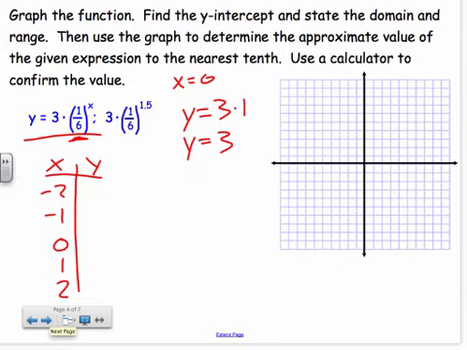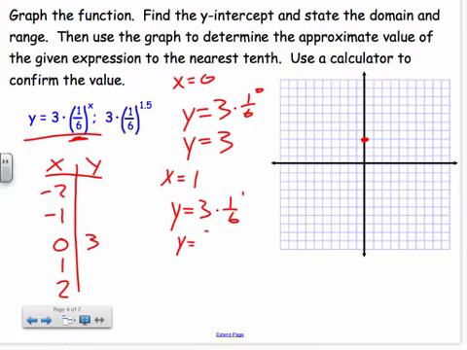It's really 1/6 to the 0 power, right? But that's just 1. And 3 times 1 is 3. So I got 0, 3. Go ahead and graph that. And then when x is 1, I get y equals 3 times 1/6 to the first power. So it's just 3 times 1/6, which is 3/6, which is 1/2. So I got 1 and 1/2 to graph there.